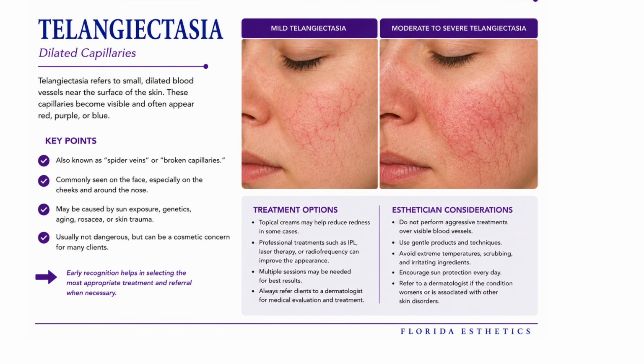Telangiectasia refers to permanently dilated superficial blood vessels that become visible on the surface of the skin. They commonly appear on the cheeks, nose, and chin, and are often associated with rosacea, sun damage, or aging. Although they are usually harmless, they may be a cosmetic concern for many clients. Treatment options include laser or intense pulsed light therapy, while proper skincare and daily sun protection can help prevent further progression.